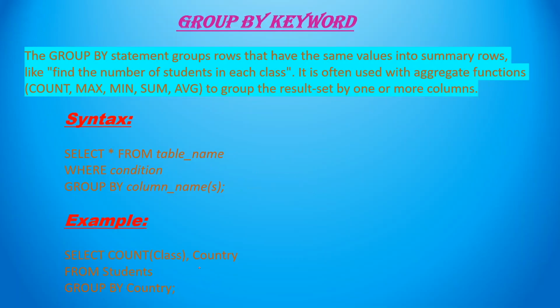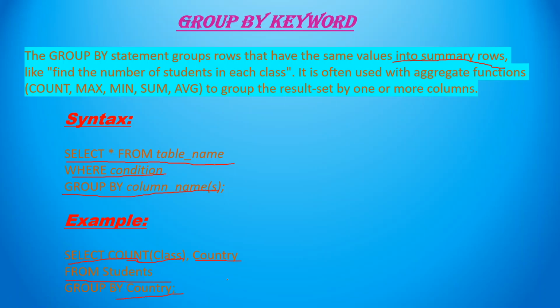Next is group by. Group by is used to group rows on the basis of a value. It is used to bifurcate the rows into summary rows. Like here we have taken select asterisk from table, where condition, group by column name. Select count class, comma country from students, group by country.